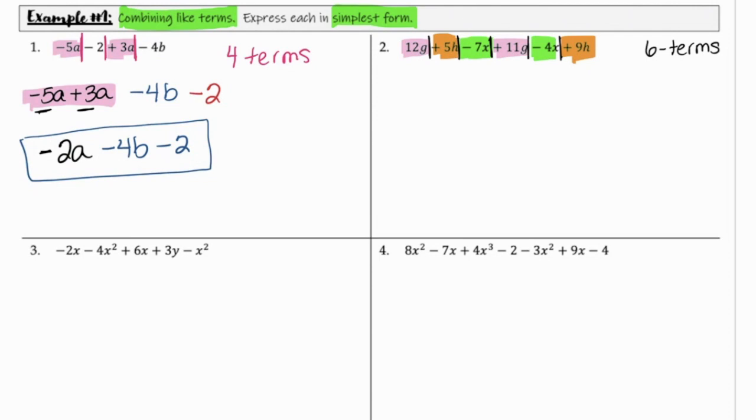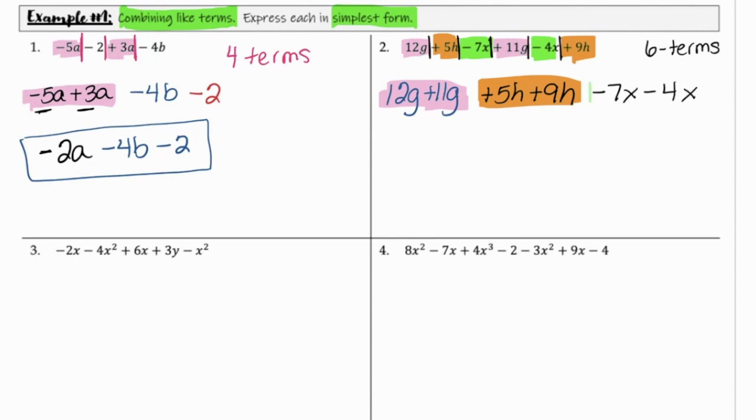So I'm going to put all of my like terms together. Let's start with the G's. That 12G plus 11G, that was my pink highlighted. I'm going to do my orange. So I have a positive 5H, positive 9H. Those are my H's, my like terms, so I'm putting them together. And I have a negative 7X and a negative 4X, and I'm putting those together.